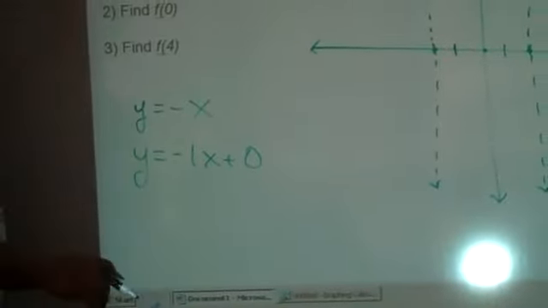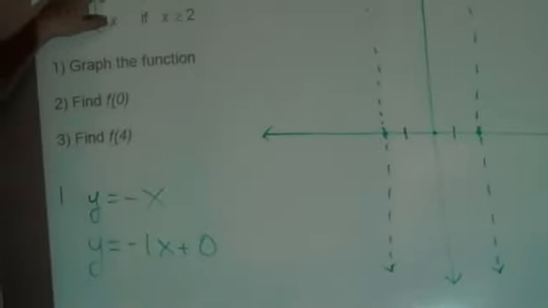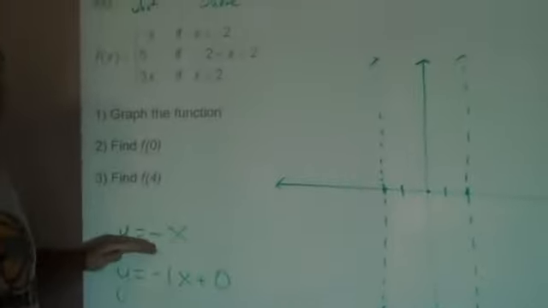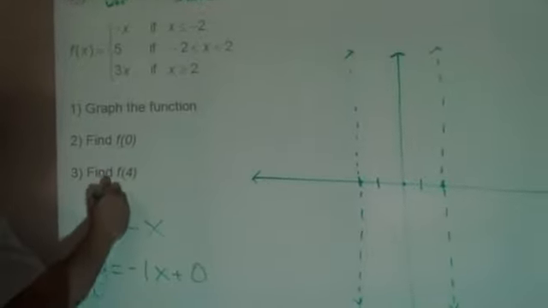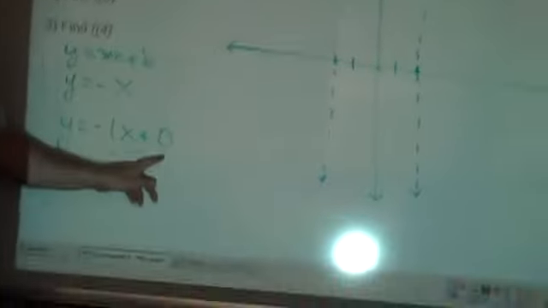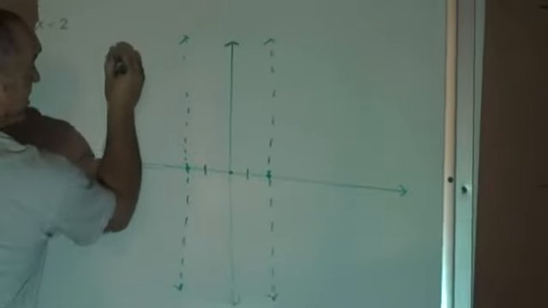Hold on. First thing you have to do is be able to graph this line. This is a line, negative 1x plus 0. How'd you get 0? You always assume, if you're looking, think of it as being like y equals mx plus b. If you don't see a plus b, that plus b is 0. Okay, hang on.